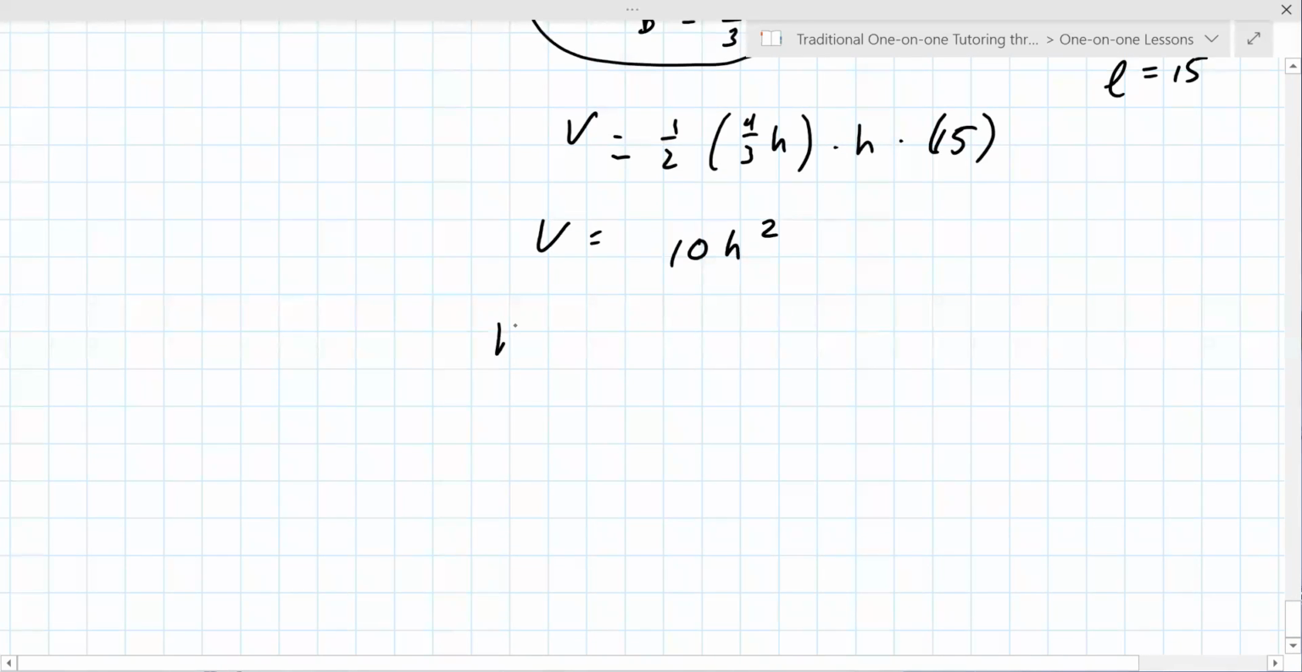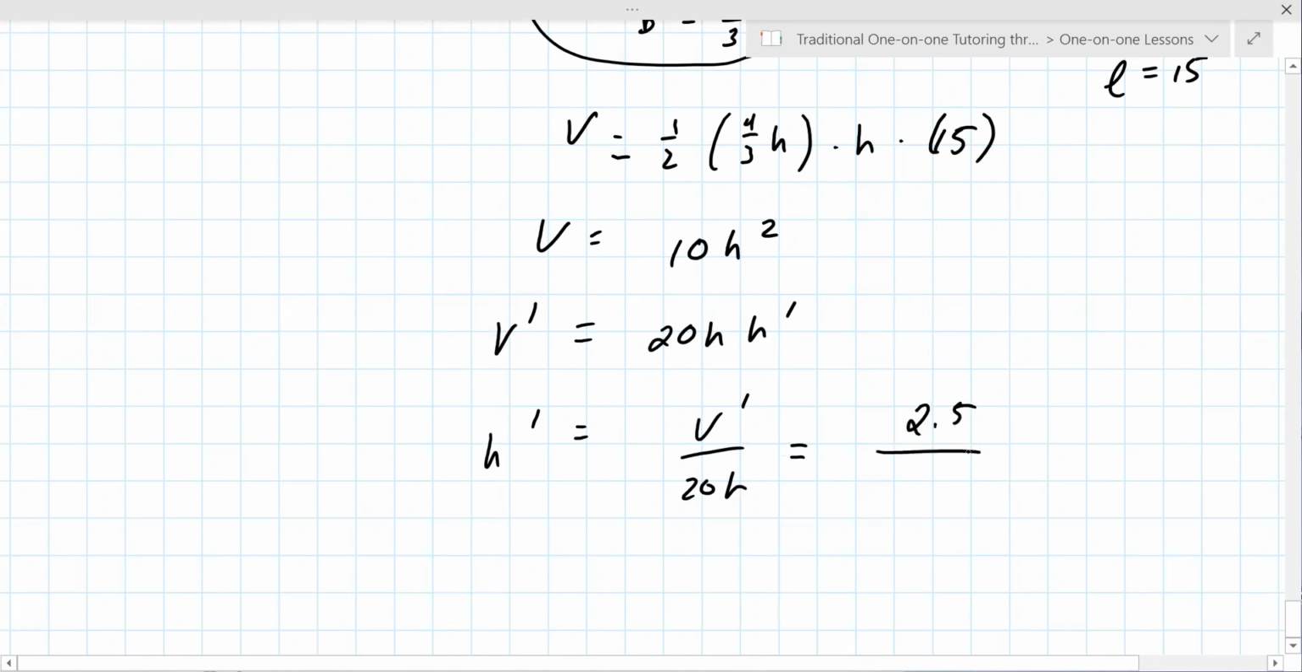That's way better. V prime equals 20H H prime. And we want H prime. So H prime is equal to V prime over 20H. V prime is 2.5 and H is 2. That's given when the water level is exactly 2 feet deep. Okay, this one actually worked out nicely. So it's 2.5 over 40, so it's like, yeah, whatever it is.